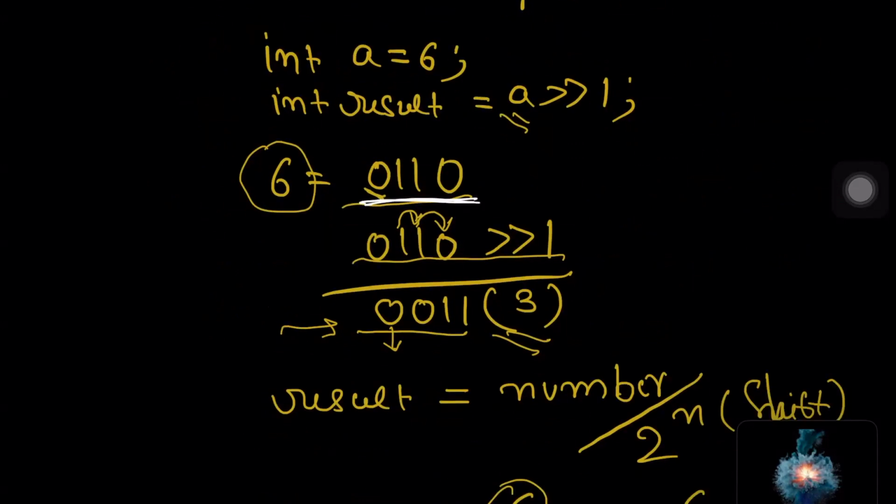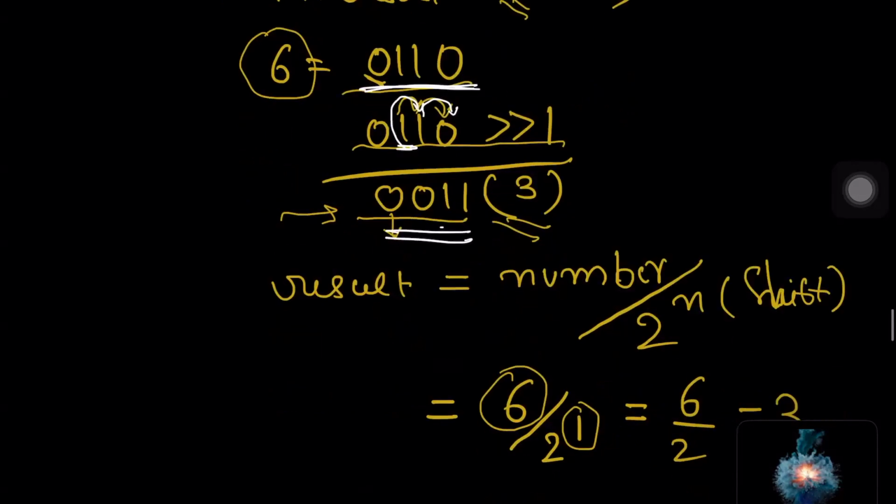Now this is 0 1 1. What I said is that towards the right we have to move. So if you see here, I'm moving one place right. What result will I get? 0 0 1 1. It's a positive number, so you directly convert this, and when you convert you will get 3.